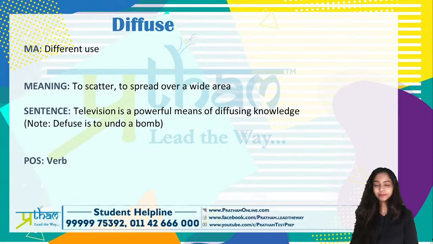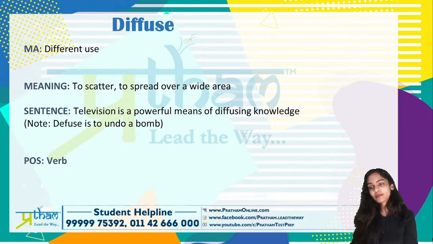So sentence में आप एक चीज देखिएगा. It says television is a powerful means of diffusing knowledge. Here, remember that we're not only talking about light. अगर हम diffuse as a word use करते हैं तो हम सिर्फ light के लिए नहीं कर रहे हैं. हम ऐसी किसी भी चीज के लिए जो हम spread कर सकते हैं over a larger area. There's a word that we use which is called transmission. तो हम वैसे भी इसे use कर सकते हैं.